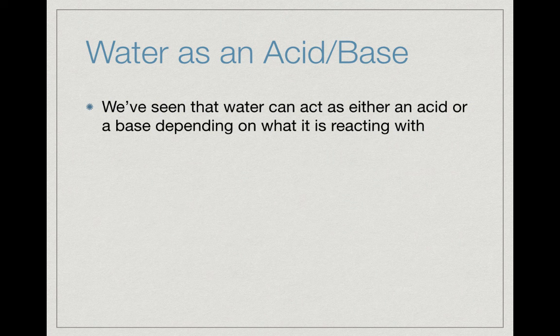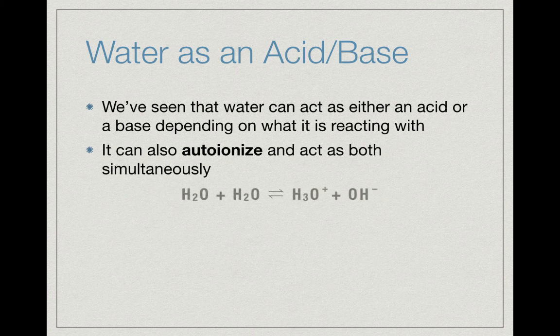All of these solutions are aqueous solutions, and we've seen an interesting property of water, that it can act as either an acid or a base depending on what it's reacting with. Another interesting property of water is that it can auto-ionize, and it can act as both an acid and a base simultaneously with itself. And so there we see we have two water molecules. They may collide. One of those water molecules is going to take a hydrogen ion away from the other water molecule, and that would give us an H3O plus ion, and the one that had it taken away now forms a hydroxide ion, OH minus.